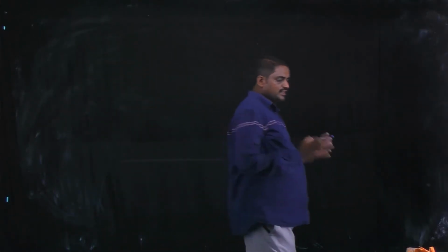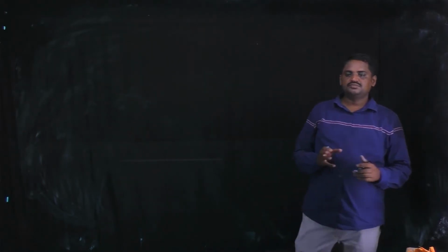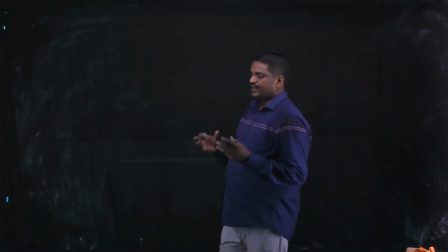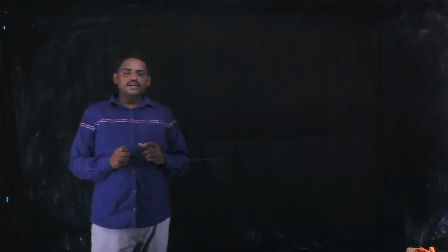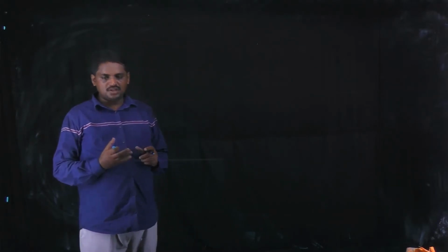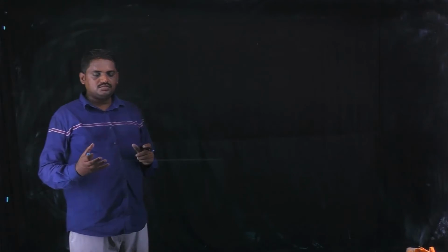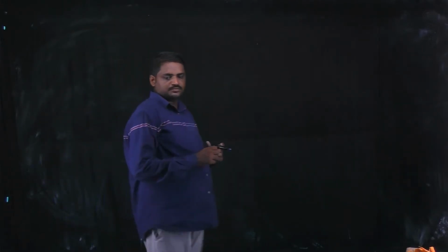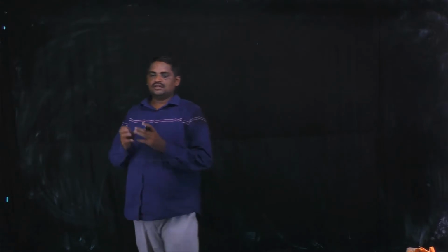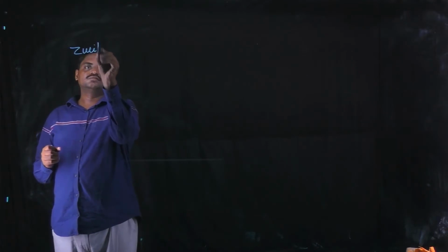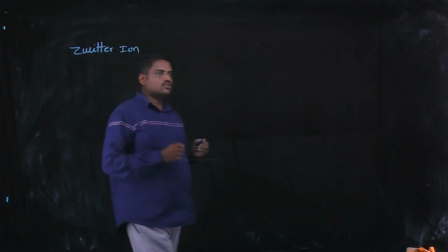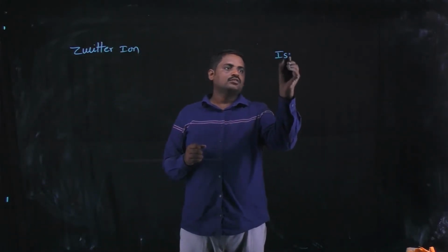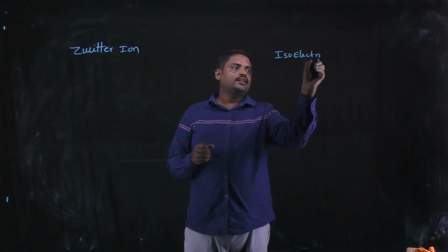Last time I discussed different types of vitamins and the classification of proteins. Next, one of the important terms for the involvement of different types of proteins and amino acids: Zwitter ion and isoelectric point.